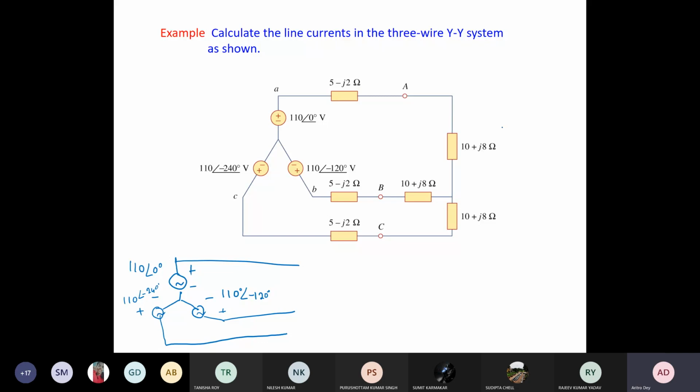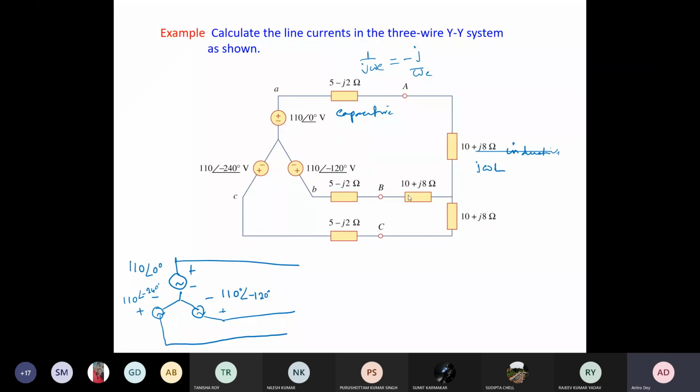This you check, it is 5 minus j2, so it is basically a capacitive load connected in series with the inductive load, because we know that inductive reactance is j omega L, and capacitive reactance is 1 by j omega C, which turns out to be minus j by omega C. So this is a capacitive load and this is inductive, and that is the same for all three cases.